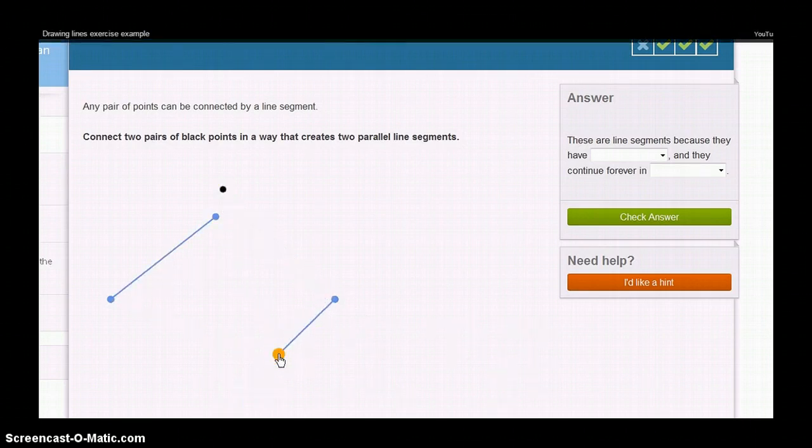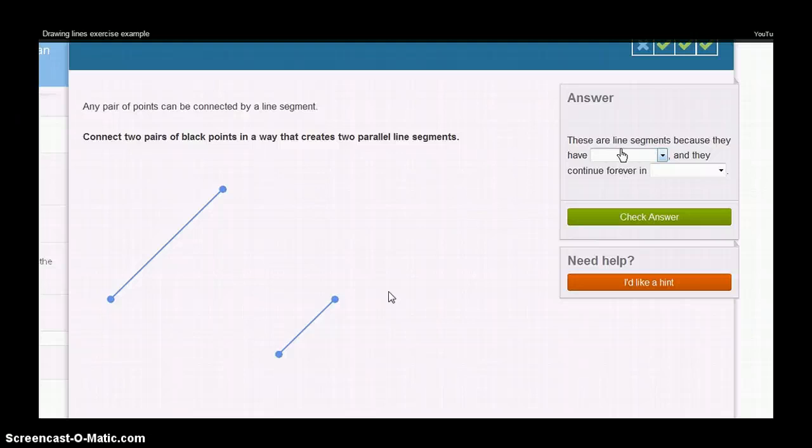Let me make these two parallel. So what does it mean for two lines to be parallel? Did you catch what he just said there? Remember, we actually have two line segments. But if they were lines with the arrows on each end, how would we know they're parallel?